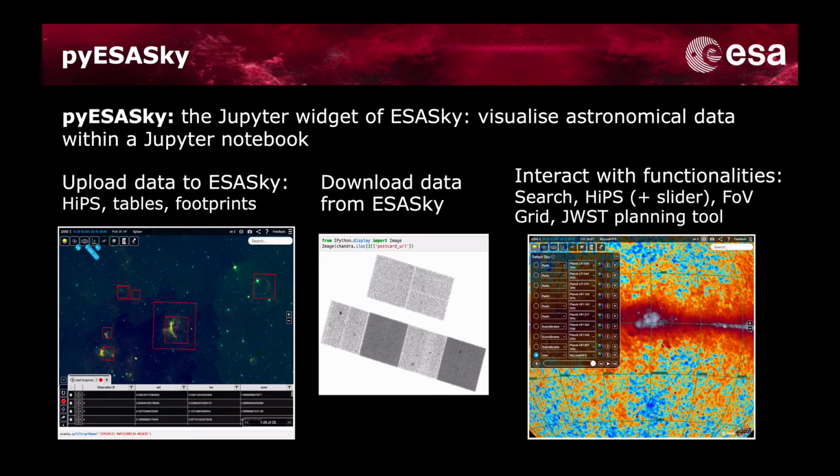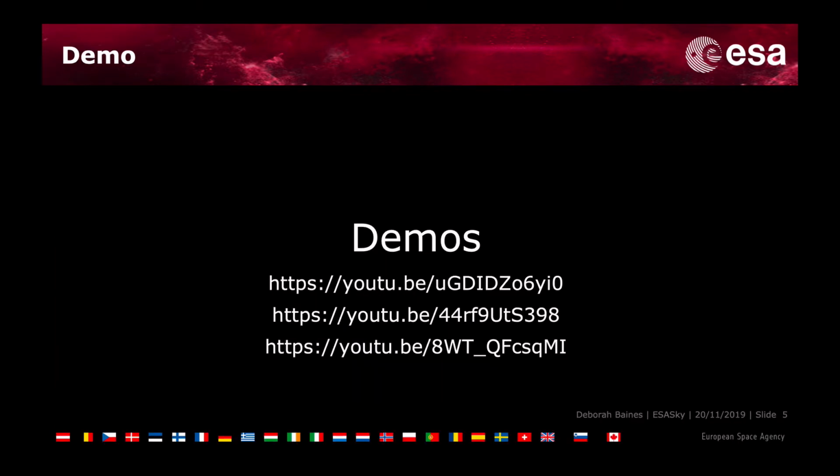You can also download any data found within ESASky. Plus, you can interact with the ESASky functionalities, such as the search, the background HIPs, the James Webb Planning Tool, the field of view, the grid, etc. So now I want to show you how ESASky works in a demo, so let me switch to my browser.